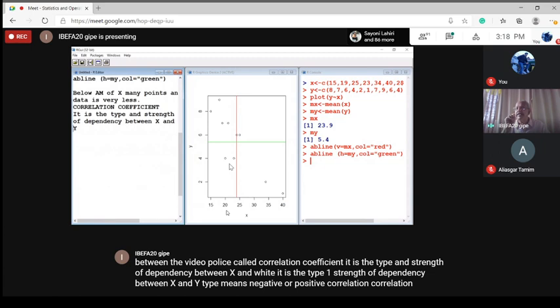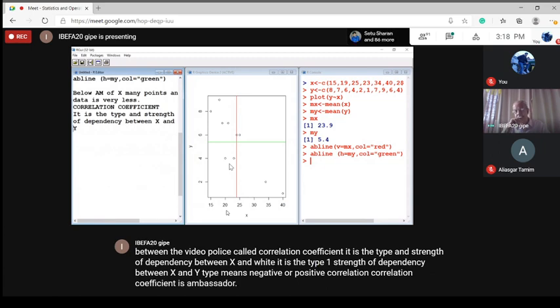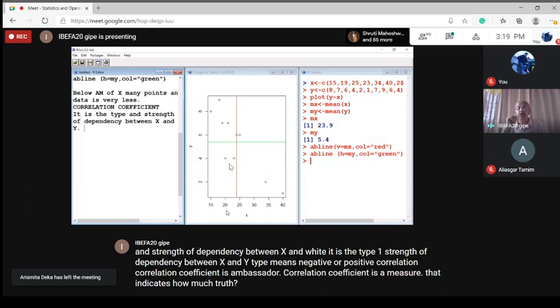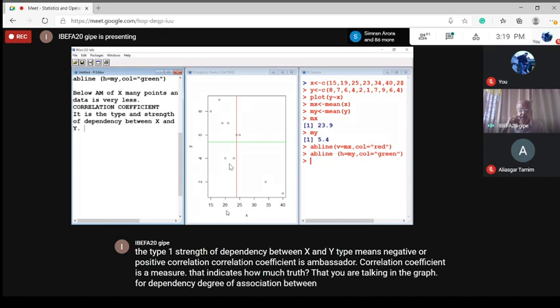Correlation coefficient is a measure that indicates how much truth there is in what you are talking about in the graph for dependency. It is the degree of association between the variables. It is a numerical number.